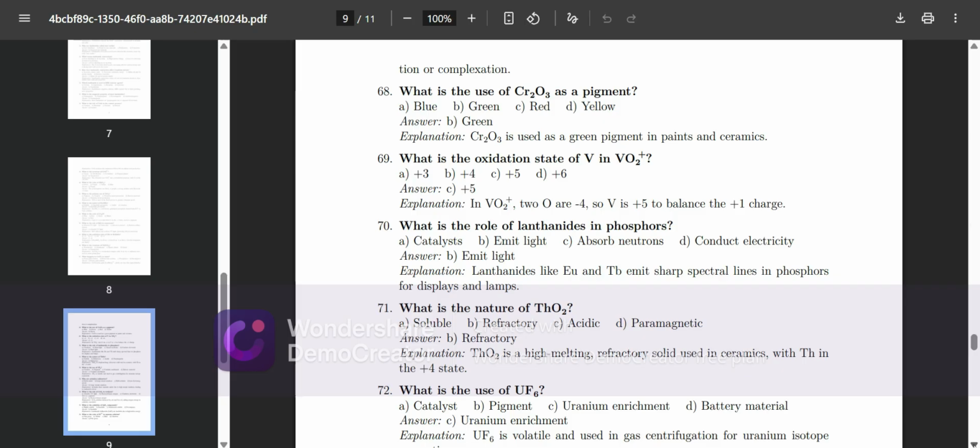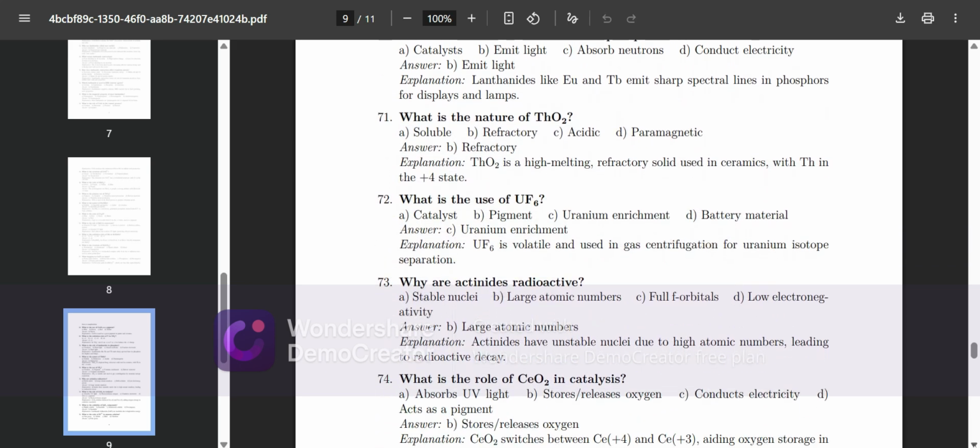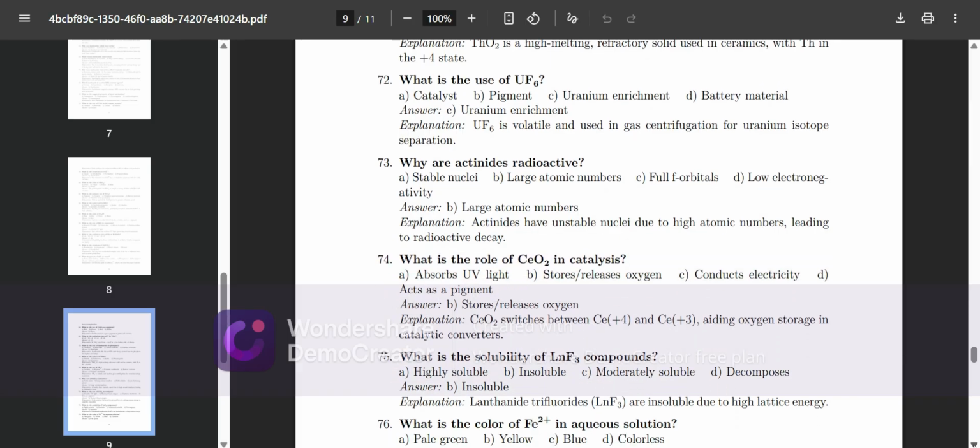What is the nature of ThO2? Refractory. ThO2 is a high-melting refractory solid used in ceramics with Th in the +4 state. What is the use of UF6? UF6 is volatile and used in gas centrifugation for uranium isotope separation. Why are actinides radioactive? Large atomic numbers. Actinides have unstable nuclei due to high atomic number, leading to radioactive decay.